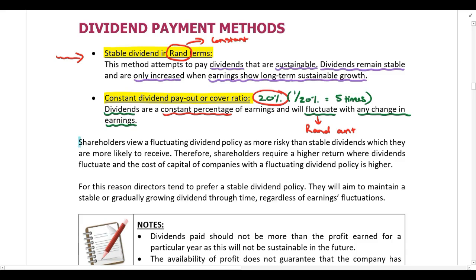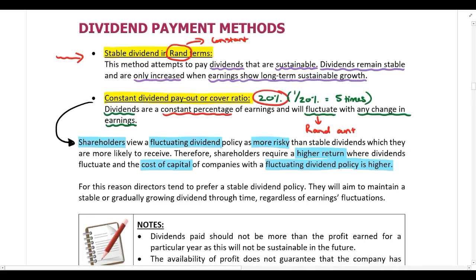Now, it's important to note, shareholders view a fluctuating dividend as more risky. So if the company maintains a constant dividend payout ratio or a constant dividend cover and dividends are fluctuating with earnings, that is a lot more risky for shareholders because every year the dividend is completely different. It's not stable. Now remember, guys, the relationship between risk and return. If shareholders are exposed to more risk, they're going to expect a higher return on their investment. So that means if a company has a fluctuating dividend policy, their cost of capital will be higher because shareholders want a higher return on their investment to compensate them for the risk that they are taking.